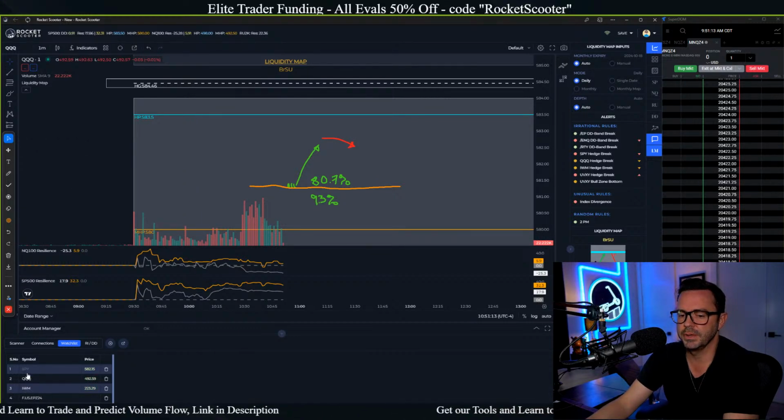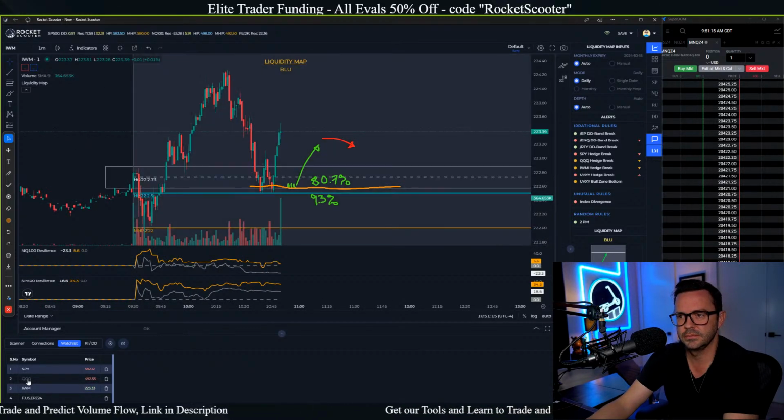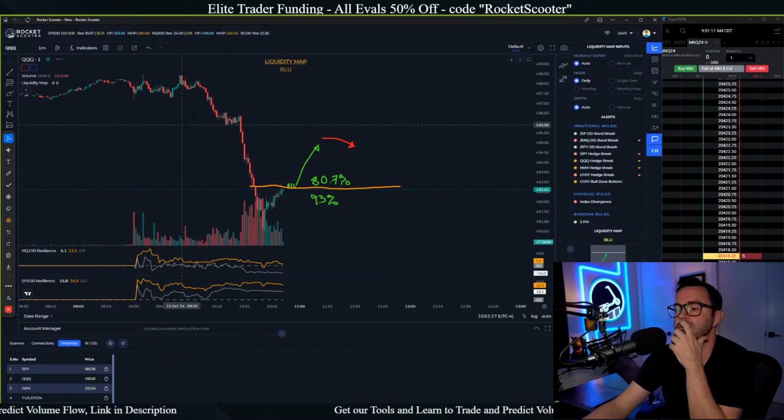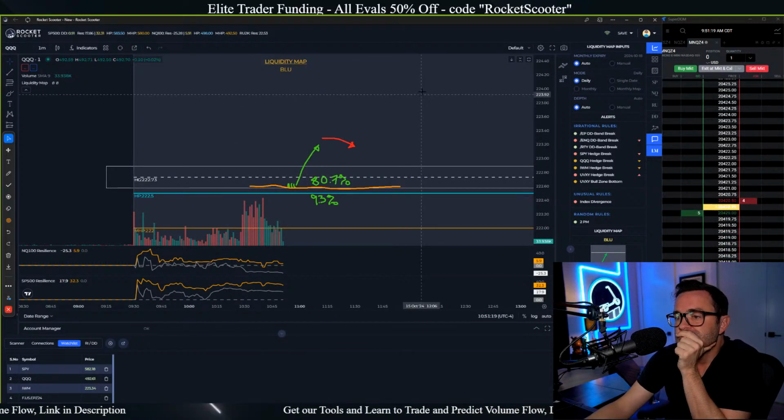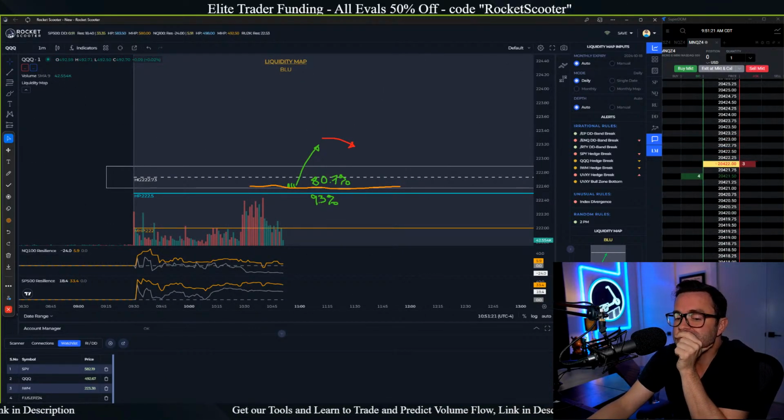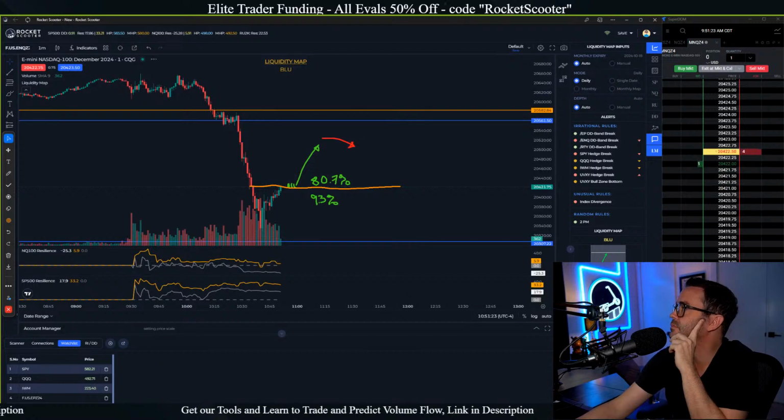Something funky is going on. My QQQ is not loading up. What else?